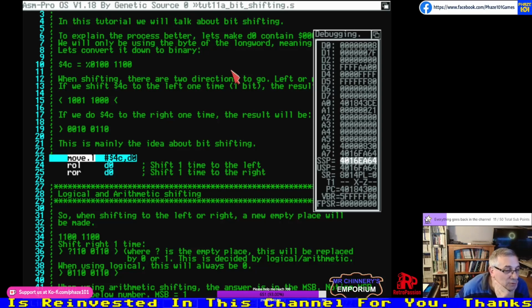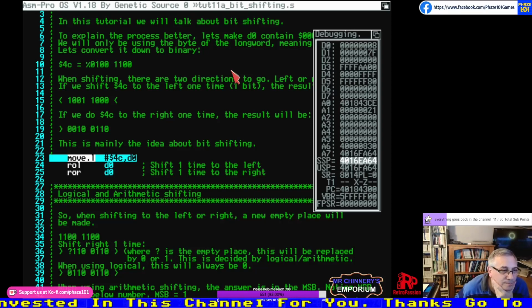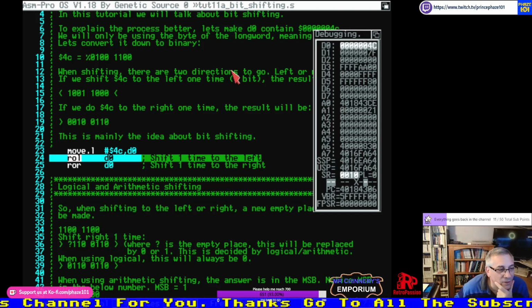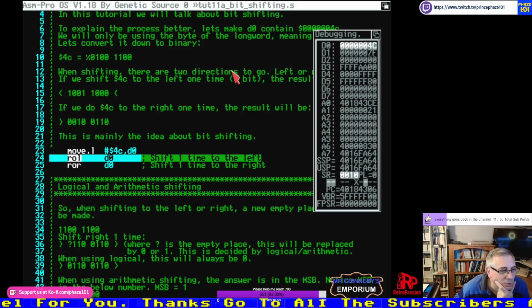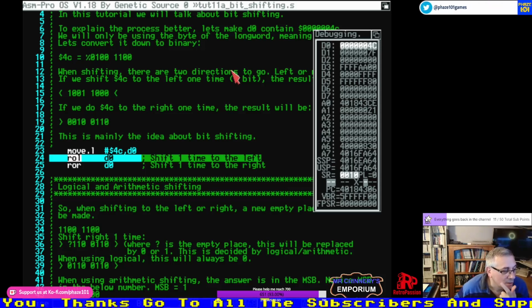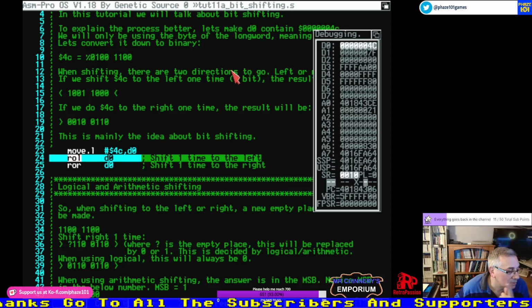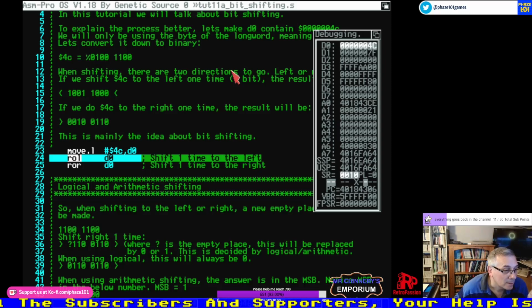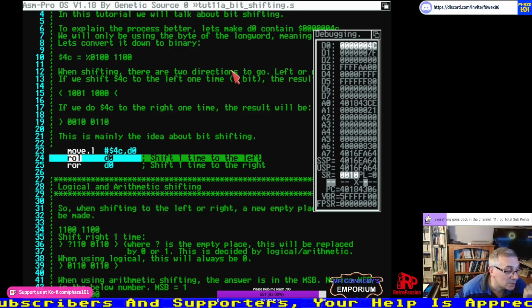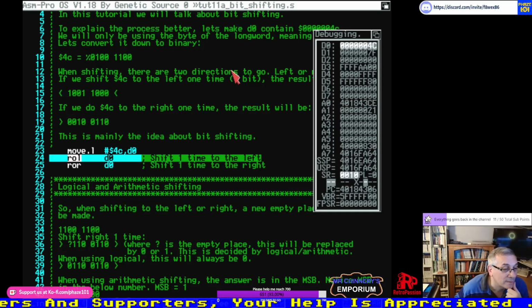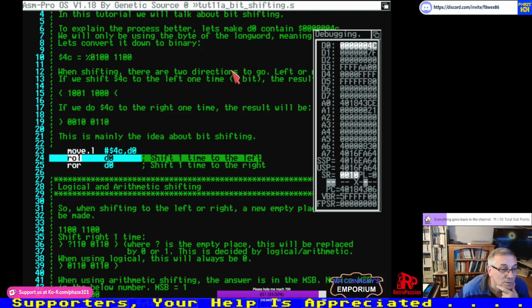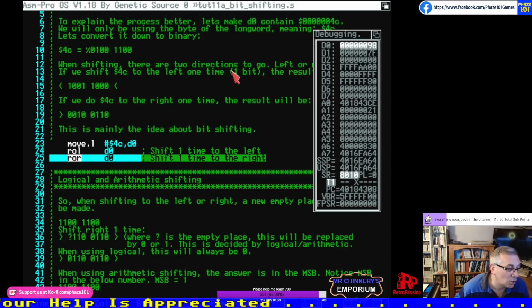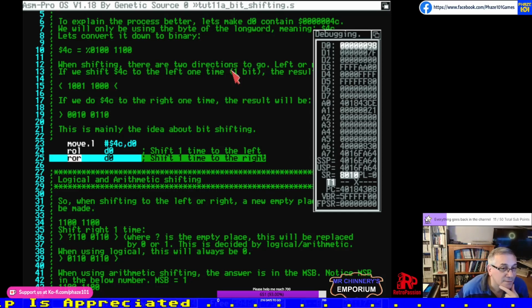We're going to move C into D0. Then we are going to rotate left. Rotate means shift the bits to the left. We shift them by 1 to the left, but it also means that what goes out comes in. So we get 98. We're going to do the opposite way, rotate right.